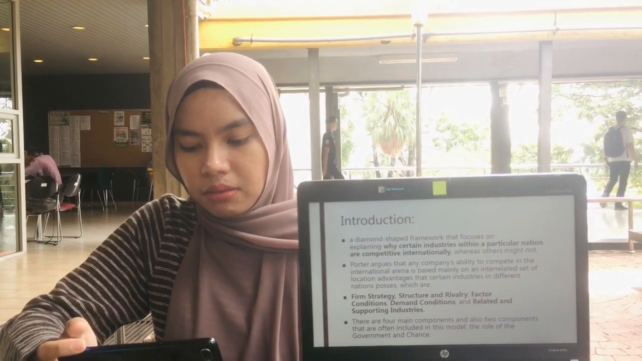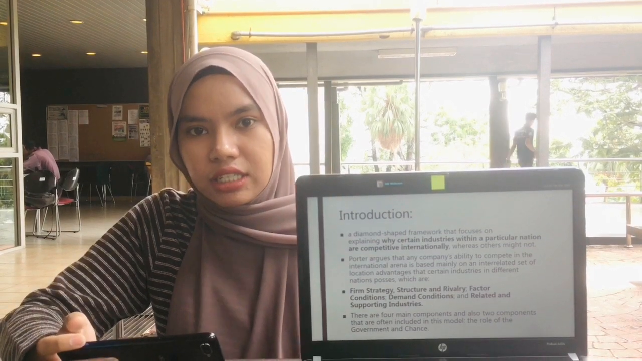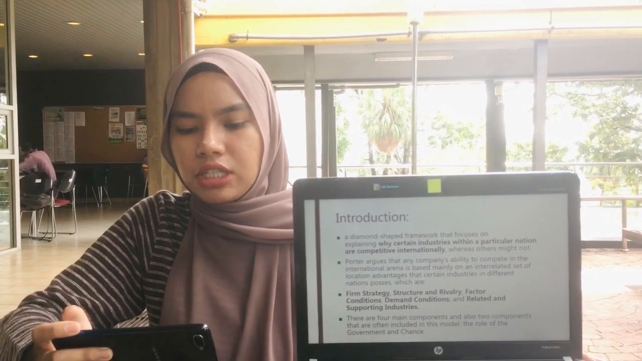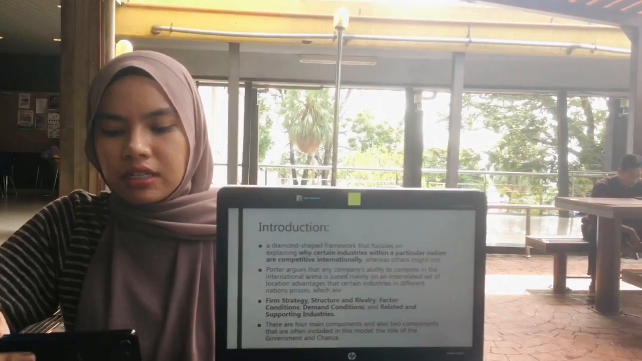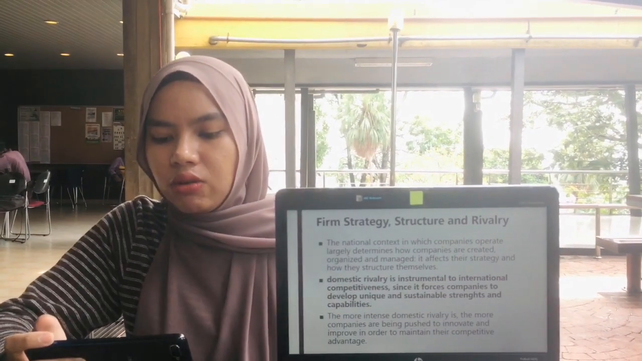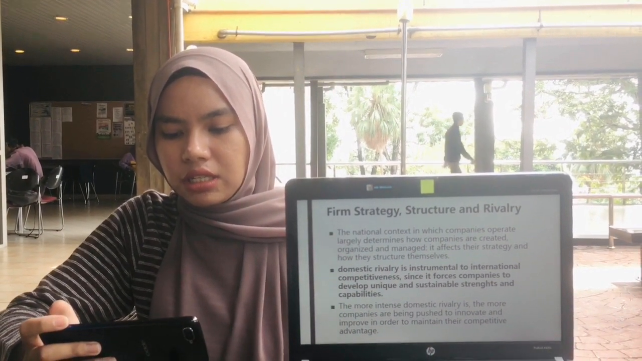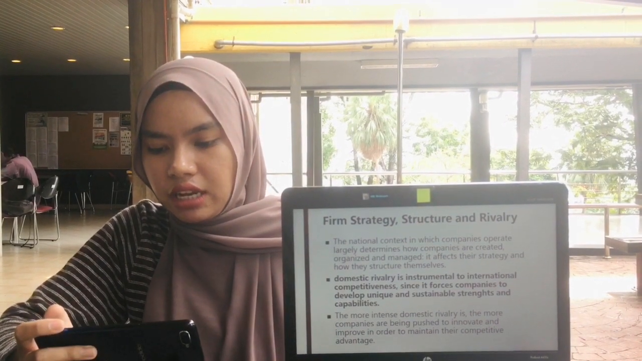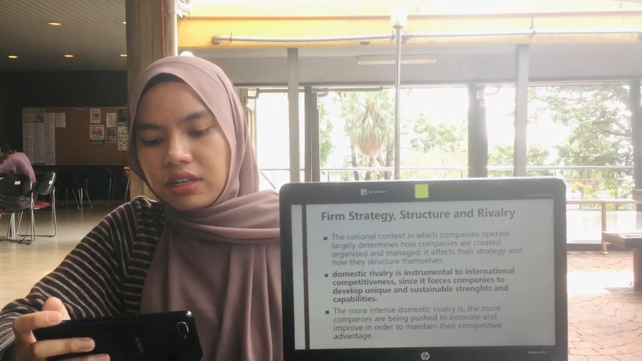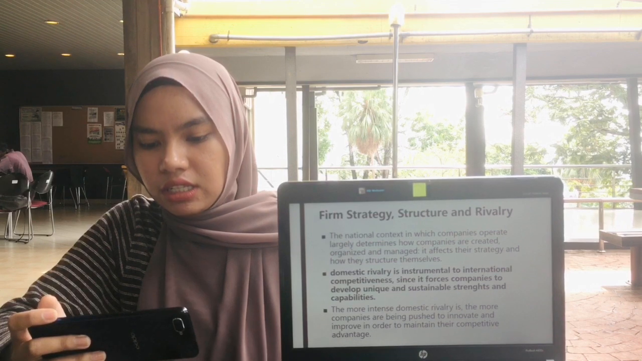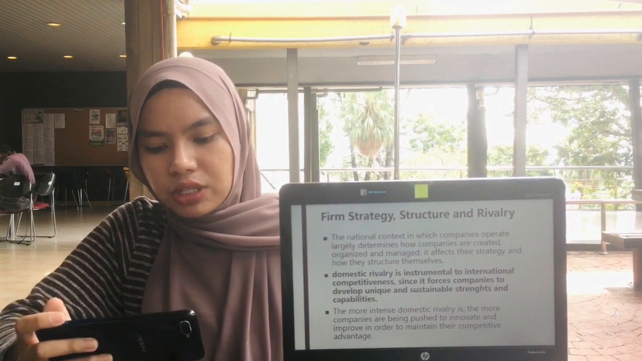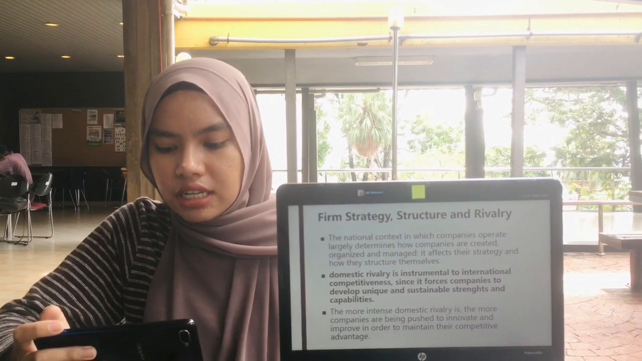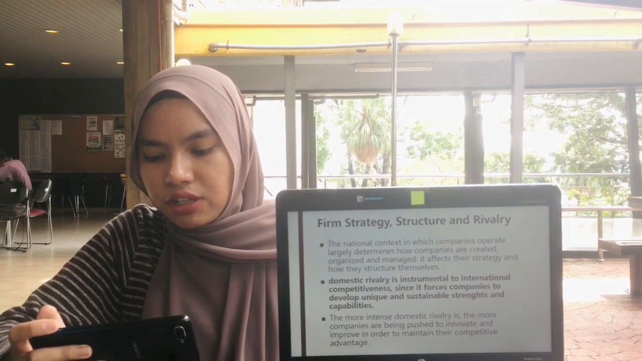There are four main components and also two components that are often included in this model, which are the role of the government and chance. For the first component, firm strategy, structure and rivalry, the national context in which companies operate largely determines how companies are created, organized and managed. It affects their strategy and how they structure themselves. Domestic rivalry is instrumental to international competitiveness since it forces companies to develop unique and sustainable strengths and capabilities. The more intense domestic rivalry is, the more companies are pushed to innovate and improve in order to maintain their competitive advantage.